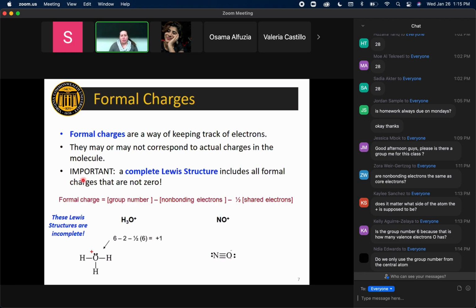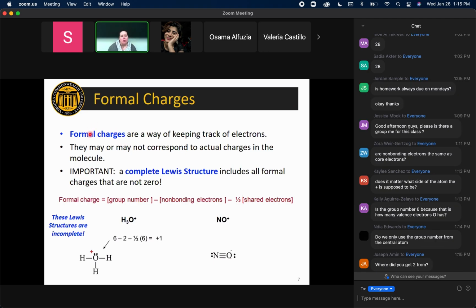So you use the group number from the atom in question. So remember, formal charges here are associated with a particular atom within a molecule. So it's the group number of whatever atom you're talking about. Someone else has asked, where did you get 2 from? 2 in this is the number of non-bonding electrons on oxygen.